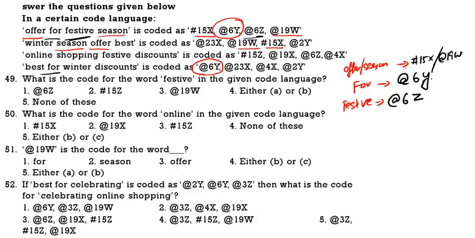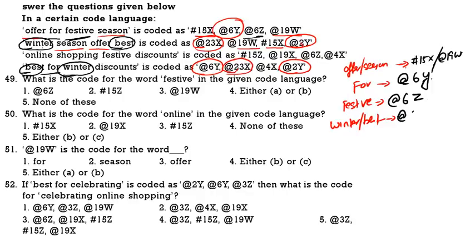Come to the second one, winter best. So here we are having winter, here also we are having winter, here we are having best, here also we are having best. You can see 2 things in common, that is in second and fourth. What is the code for winter and best? You can see 2 things. What are the 2 things? At for 2y you can see, and also you can see at for 23x. So the code for winter or best is at for 23x or at for 2y.